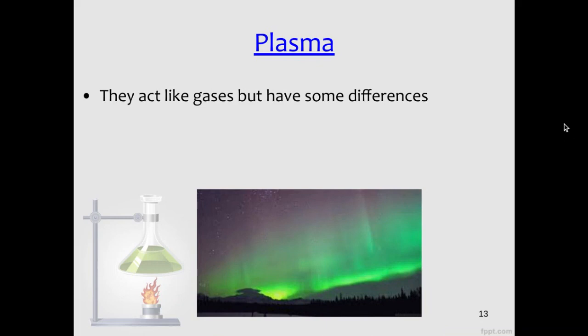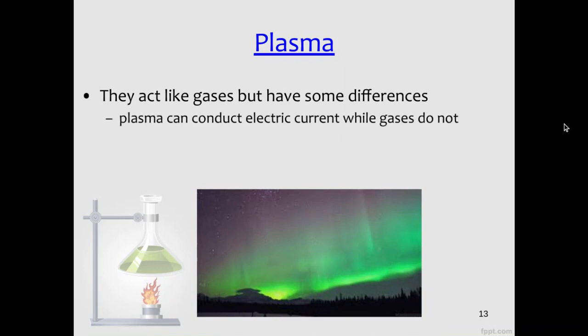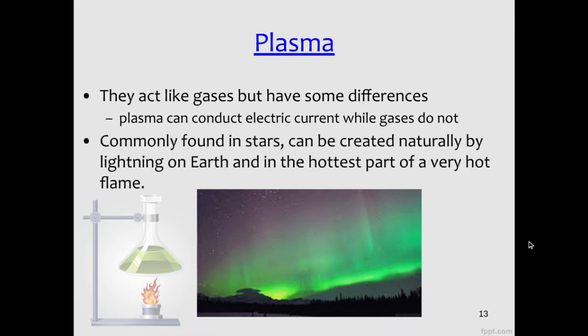So plasma acts like gases, but there are some important differences. It can conduct electricity. So gases, the air around you, doesn't conduct electricity, but a plasma could, and that's what's responsible for the northern lights or the southern lights. It's also commonly found in stars, but we can create it naturally on Earth and in the very hottest part of the flame. So we will find lightning on Earth is a source of plasma, but there are also plasma welders.